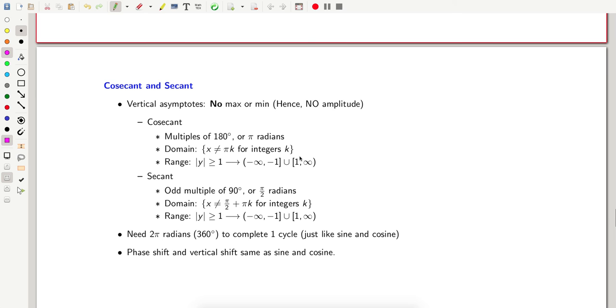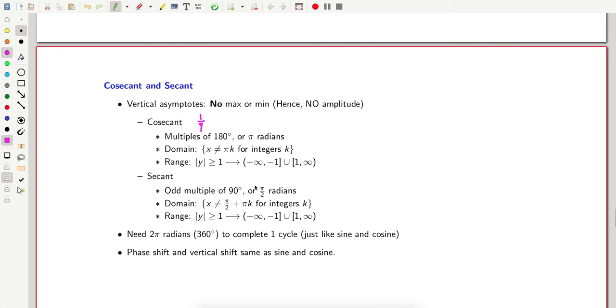So again, if we look at cosecant, remember, it is 1 over y. So we don't want our y-coordinates to be 0. That's going to happen when you're on the x-axis, so multiples of 180 or pi for vertical asymptotes. If you want a short way of saying that your range is less than or equal to -1 or greater than or equal to +1, that would be absolute value. So the absolute value of y greater than or equal to 1 means we're going to have less than or equal to -1 or greater than or equal to +1. And if you're not comfortable with absolute value inequalities, you can just always use the other form. It can get the job done as well.